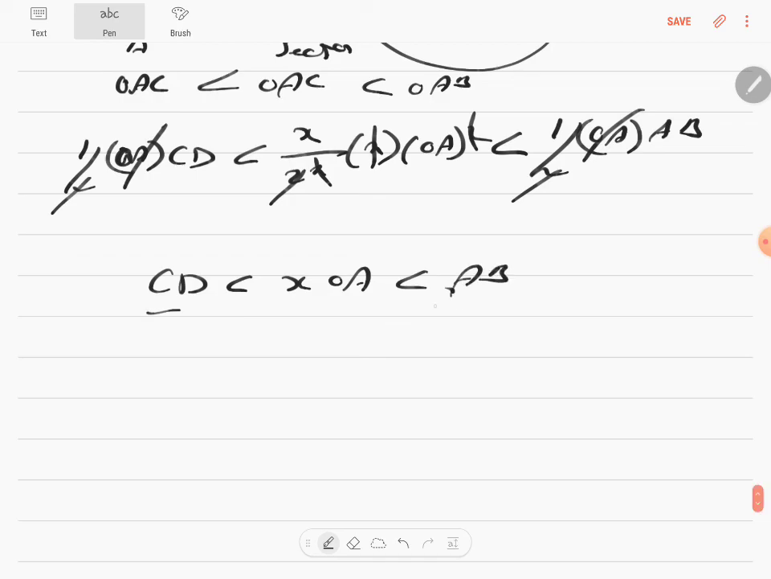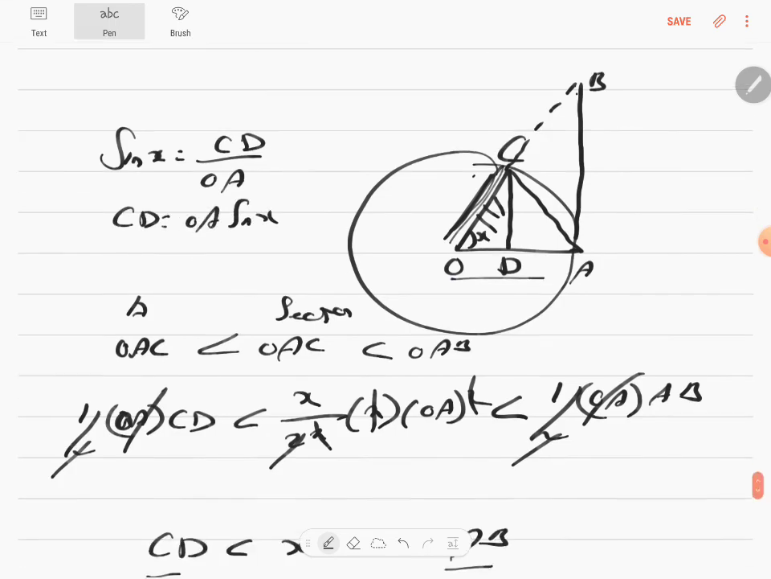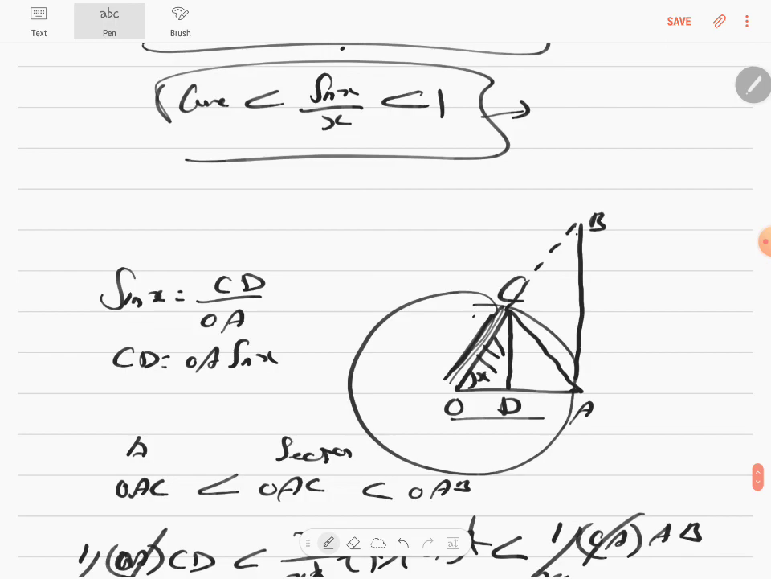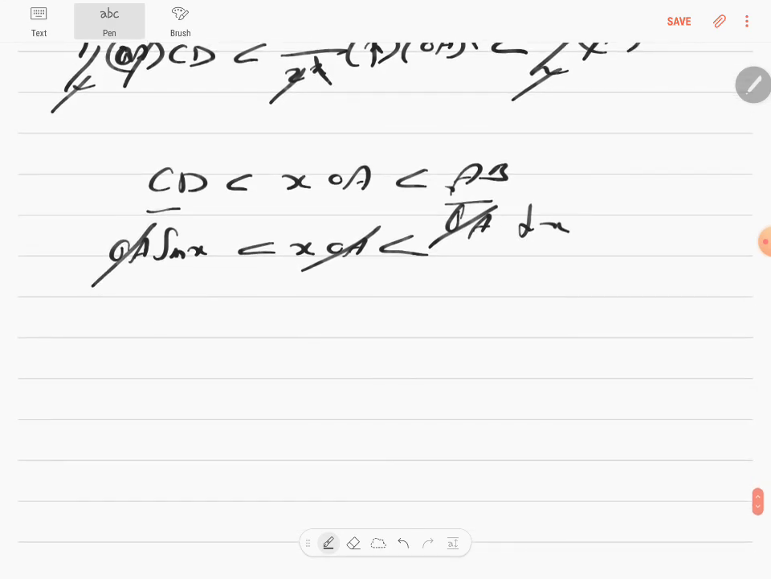Now you have to find what is CD and AB. To find CD, you should take this triangle and do sin x is equal to CD by radius OA. Don't write OC. OC is equal to OA. So CD is equal to OA into sin x. So substitute here: OA into sin x is lesser than x into OA is lesser than AB. To find AB, do tan x is equal to AB by OA. So AB is equal to OA into tan x. So OA throughout can get cancelled. So you get sin x is lesser than x is lesser than tan x.